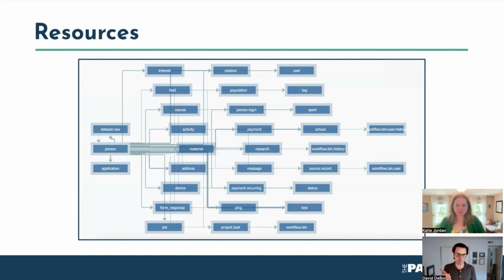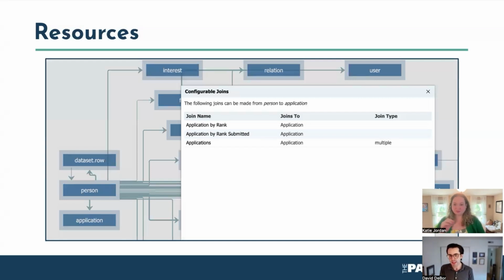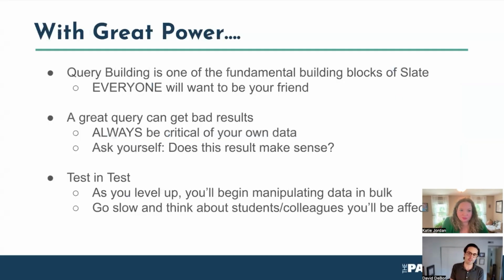If you click on one of those blue boxes, it'll pull up this pop-up, and it'll show you that in this case, the join name application by rank joins to application. So does application by rank submitted. And there's nothing under join type, showing you that that's a one-to-one relationship. However, the join name applications joins an application, and the join type is multiple, because there could be multiple records connected there as well. And so I'll leave you with one final slide before I pass it back to Katie.